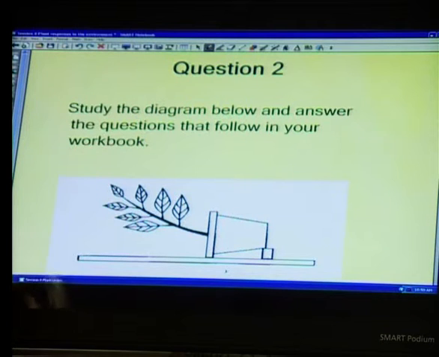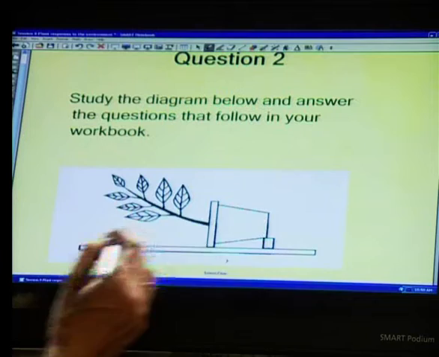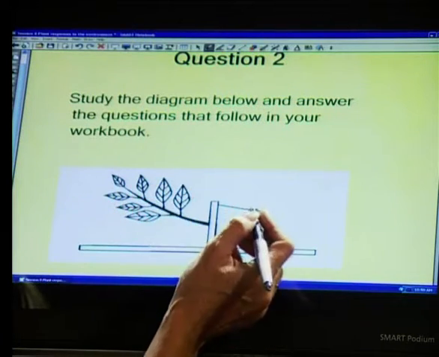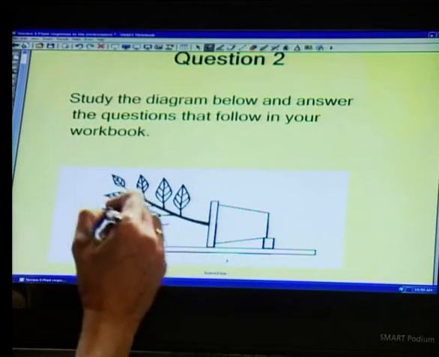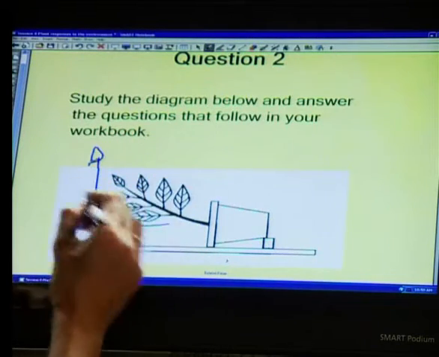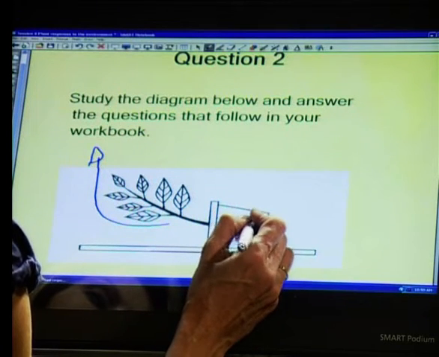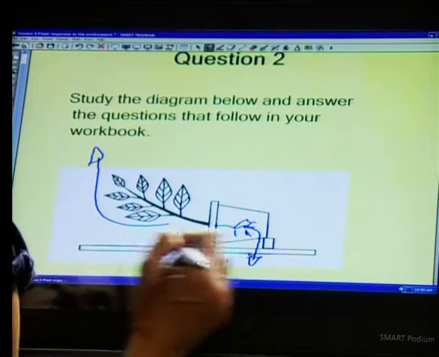Okay, question two. Study the diagram below and answer the questions that follow in your workbook. Here, remember we spoke about this plant, and we take our little pot plant, and for some reason the dog knocks it over or the cat knocks it over, and the little plant is now sitting on its side. So as it's sitting on its side, what's going to happen after a while? The little stem is going to grow upwards. Why? Stems are positively phototropic, and the little roots in here that you can't see because there's a pot, where are they going to grow? They're going to grow downwards.